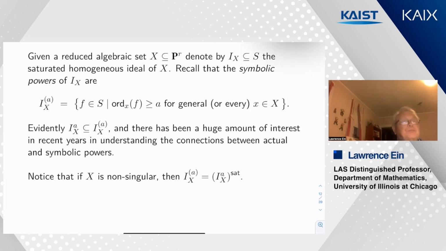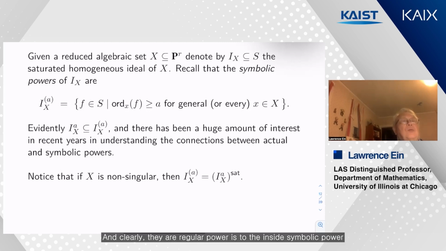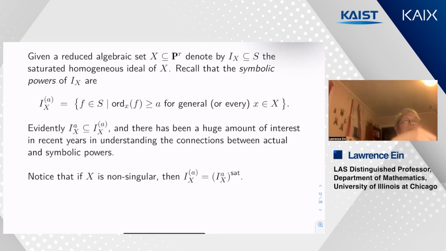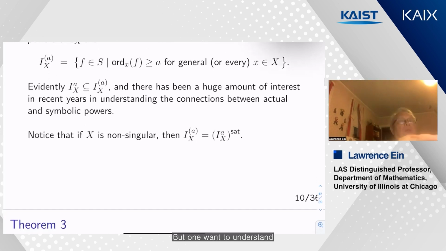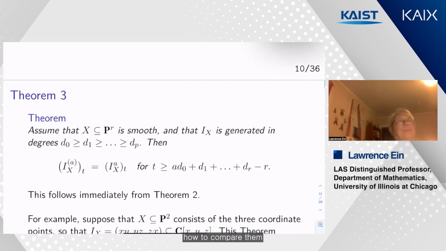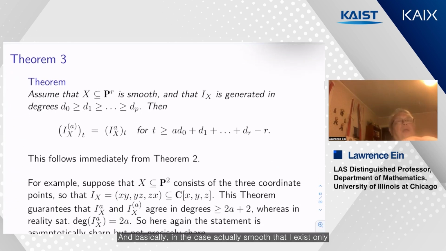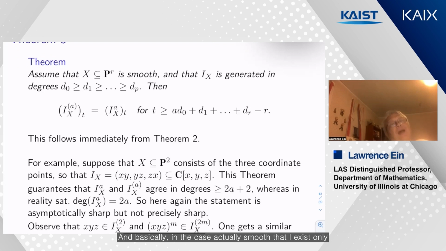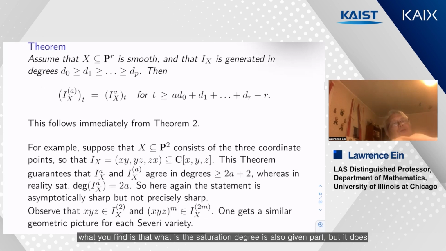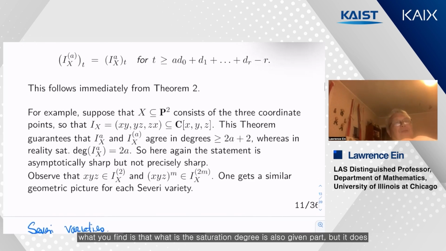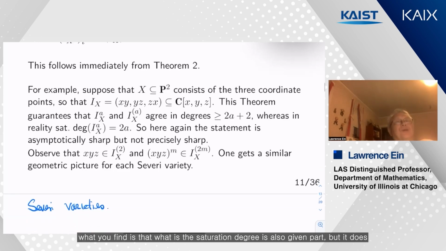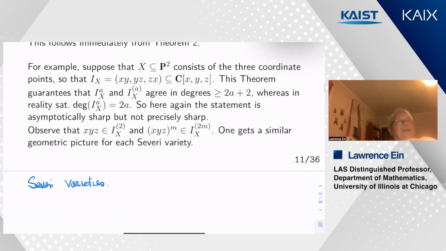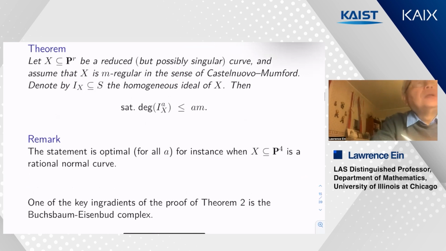Clearly the regular power is sitting inside the symbolic power. But one wants to understand how to compare them. Basically, in the case X is smooth, the I_X differs only by the saturation, essentially it is just the symbolic power. And then what you find is that the bound for the saturation degree is also given by a bound like this.